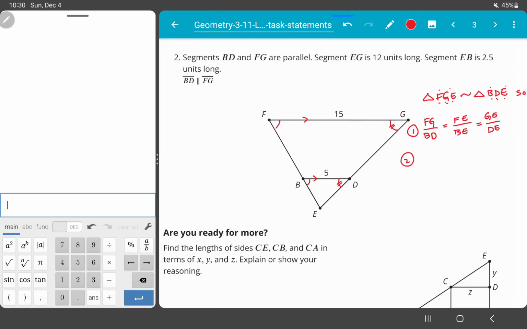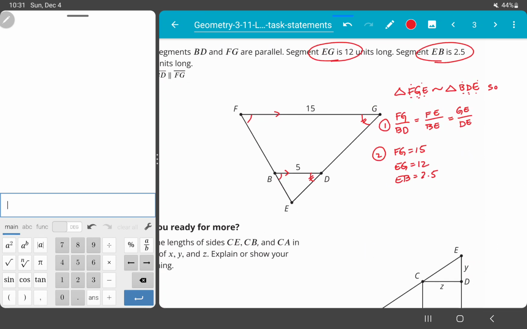We already know the length of FG. So FG is 15. We know the length of EG. EG is 12. We know the length of EB. EB is 2.5. And now we can start to also label this on the diagram. So here's 12, and then EB is this one down here. So that's 2.5. Okay.